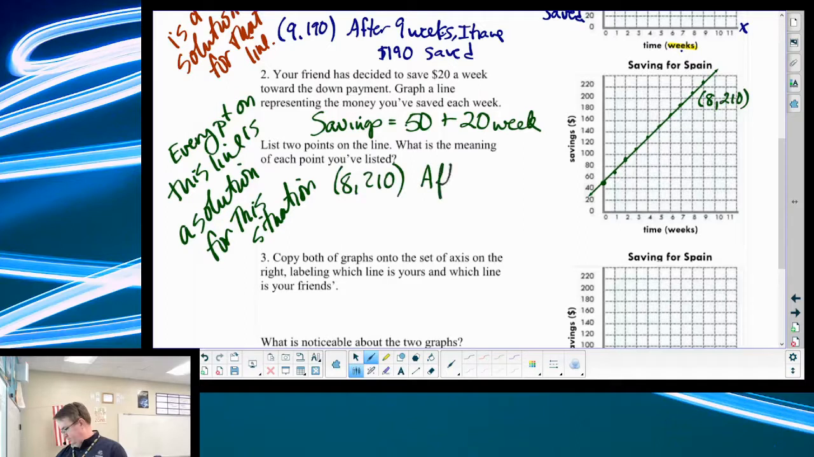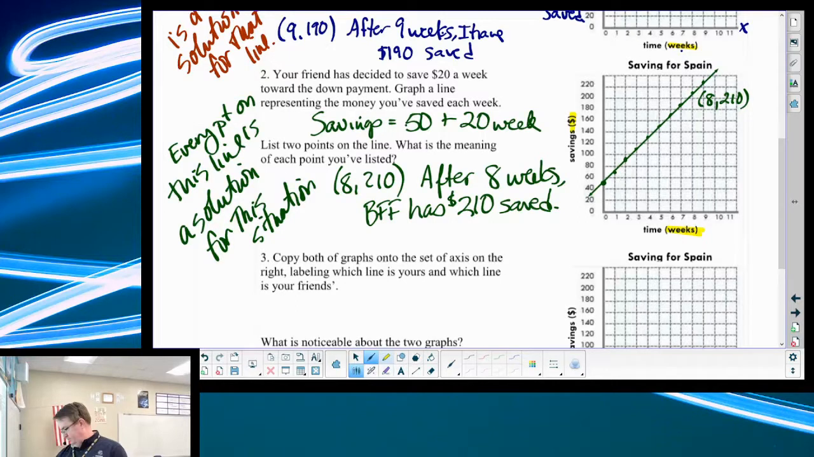So after eight what? So 8 weeks. There's my Y value up over there. So after 8 weeks, best friend forever has $210 saved. Okay. Not hard, right? Now remember, you and your best friend wanted to turn in the money at the same time. So you guys were going to say, all right, once we have the same amount of money, we'll go ahead and turn it in.